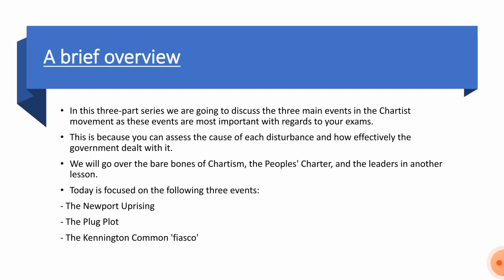So, we will go over the bare bones of Chartism, the People's Charter, and the leaders, such as Fergus O'Connor, in another lesson. Today is focused on the following three events. That says today, but we're going to be going over it in three separate lessons. Today's only the Newport Uprising, like I said before, 1839, but we will be going over the Plug Plot of 1842, and as I said before, the Kensington Common fiasco of 1848.